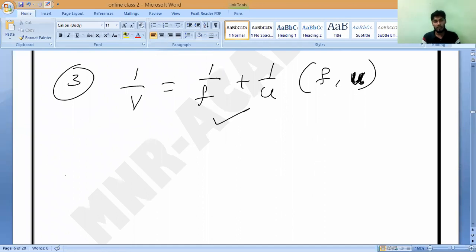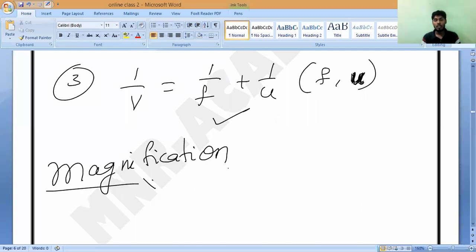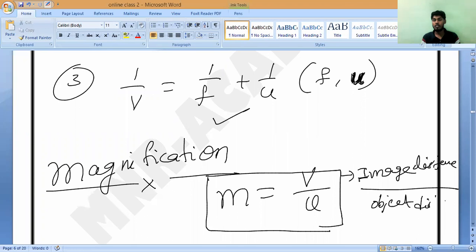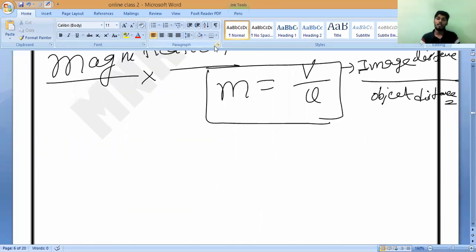Next, what is the magnification formula? Magnification m is equal to v by u. That's all. Magnification m is equal to v by u, where v is the image distance divided by u, the object distance. This is for the case when the image and object distances are given.